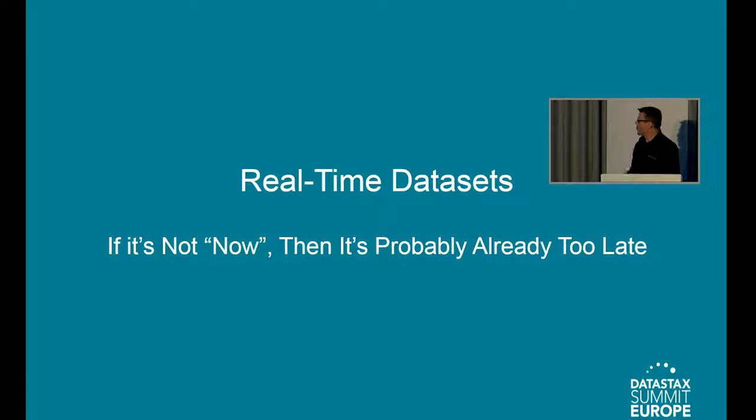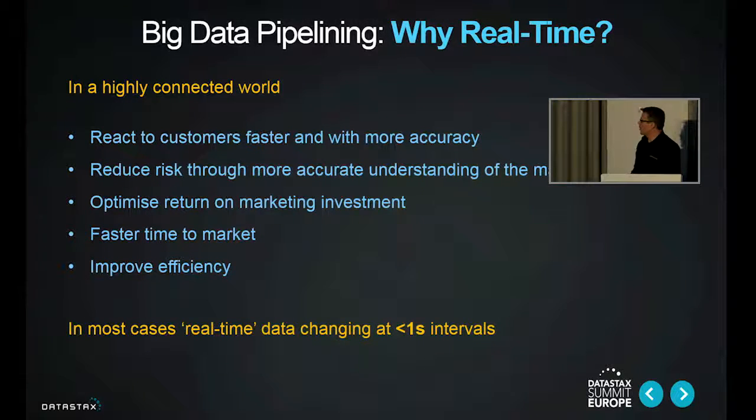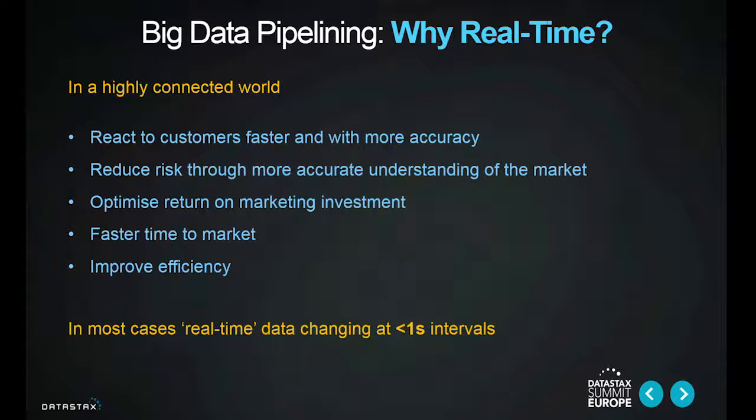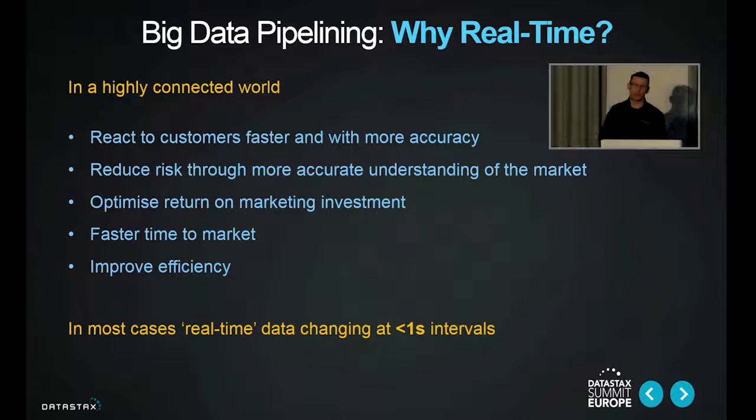Moving on now to real-time data sets. In a highly connected world, businesses need to be able to react to customers faster and with more accuracy. What this means is, for example, if you're an online retail website, you have customers who are browsing through your website. And if you can analyze in real time the sort of things they're looking at and the sort of things they're buying, you can give them offers in real time based on those browsing and buying patterns and buying history, which means you're much more likely to get a sale from that particular customer. So obviously this brings tremendous commercial advantages for online businesses.